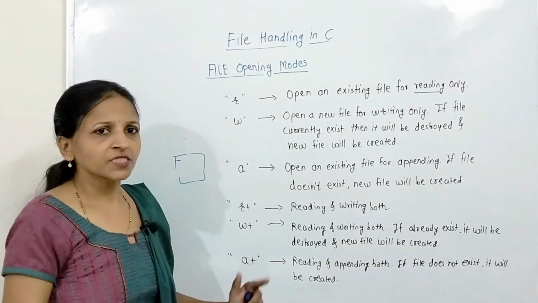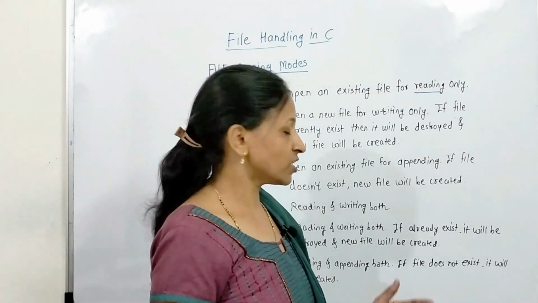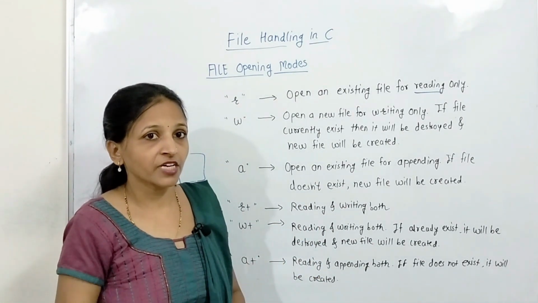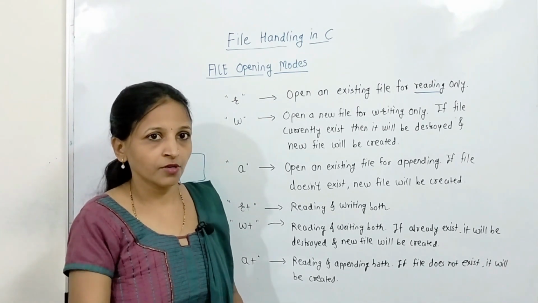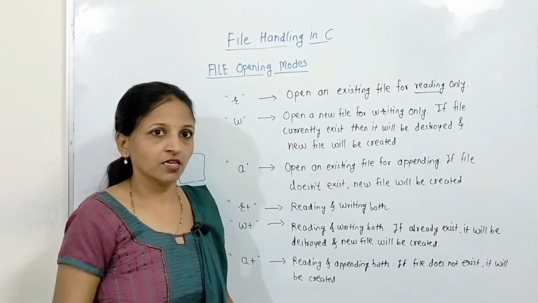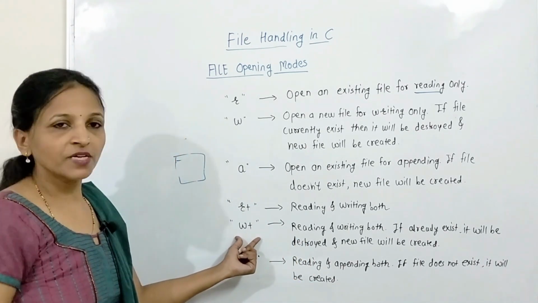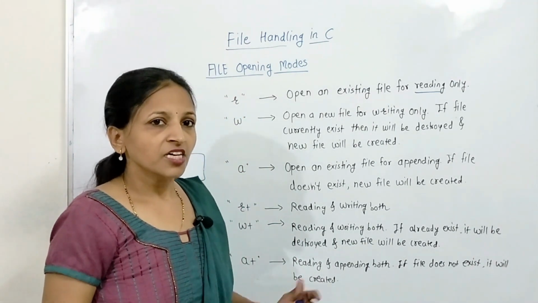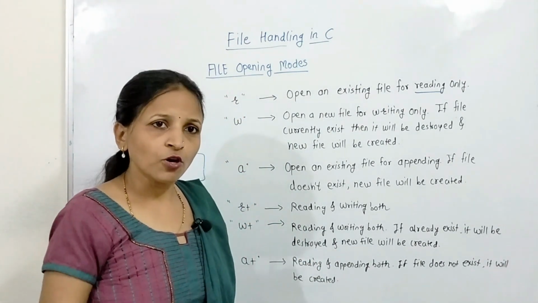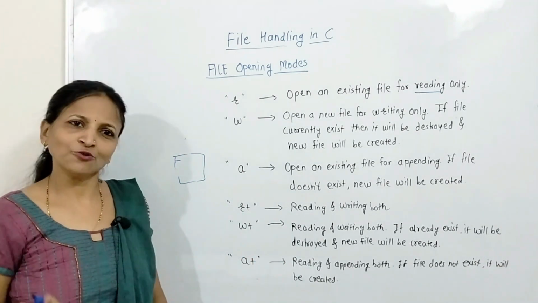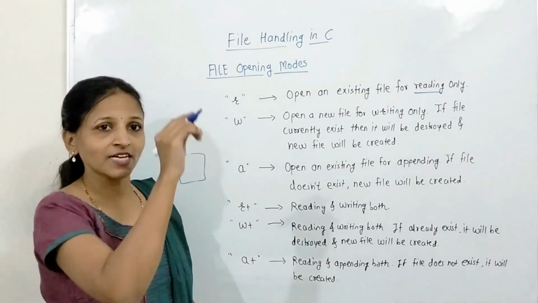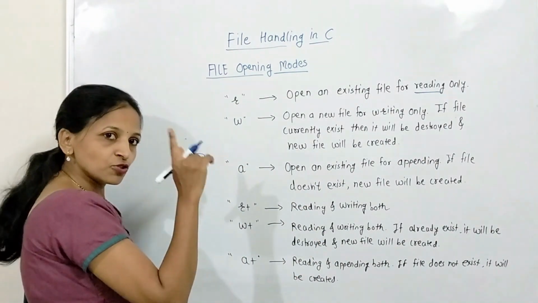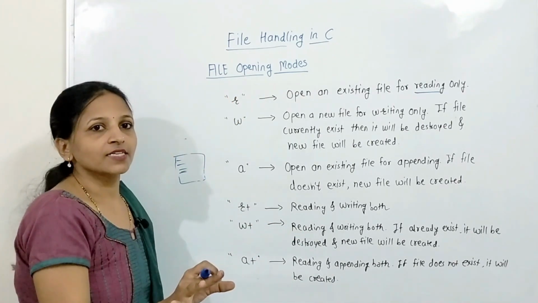Next one is W plus, where again reading and writing are both possible, but what is the difference? In R plus the file should be present, you can do any modification inside that file, you can write also, but it should be present, otherwise it will return null. If you have opened any file in W plus mode, then again both are possible, reading and writing, but if it is not present, then no problem, it will create a new file. Getting? You can write contents in that file and you can also read again whatever was written inside that file.